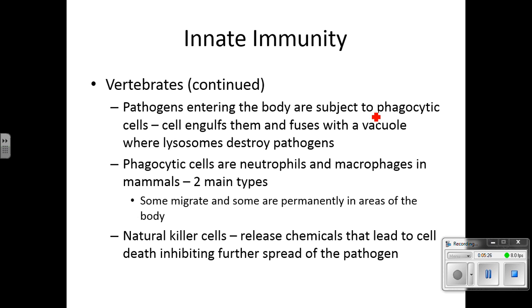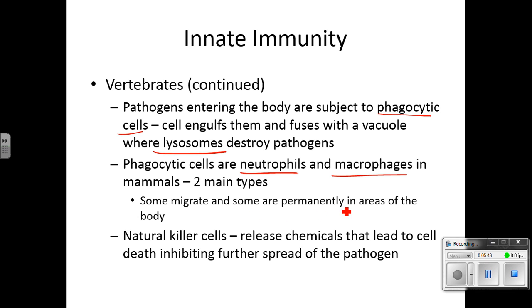Pathogens entering the body are subject to phagocytic cells. Remember, we saw a picture of that. That's where the cell is going to engulf that particle and fuse it with a lysosome that has enzymes in it, a lysozyme, and it's going to destroy the pathogen. The phagocytic cells are your neutrophils and your macrophages in mammals.